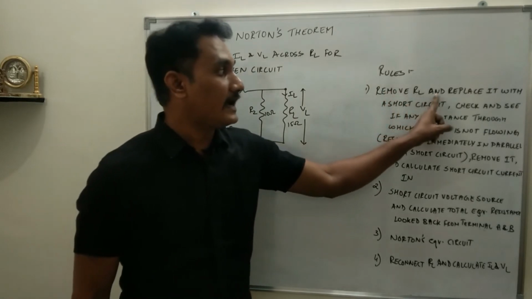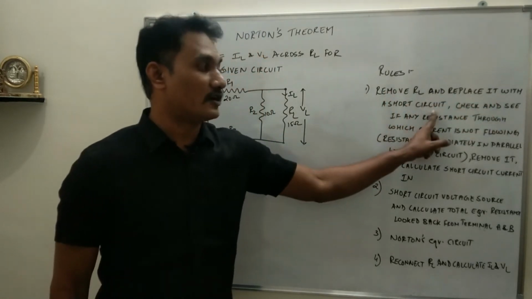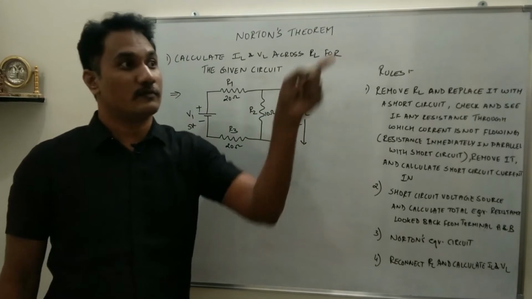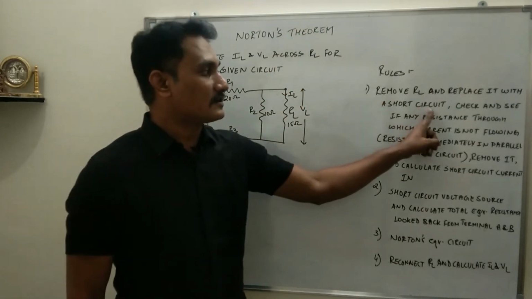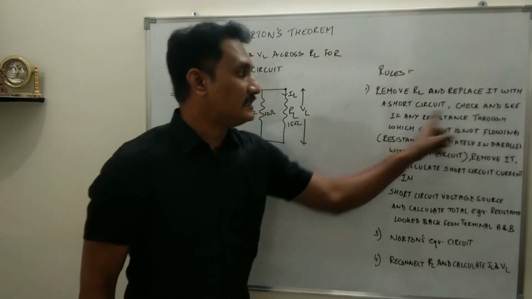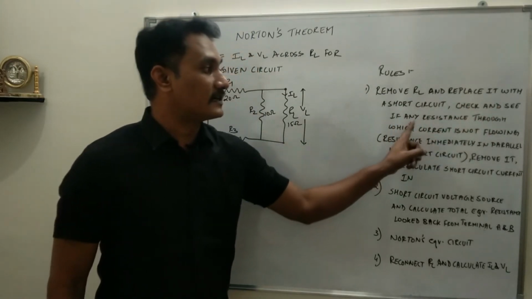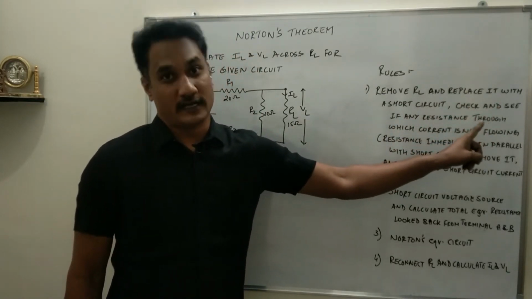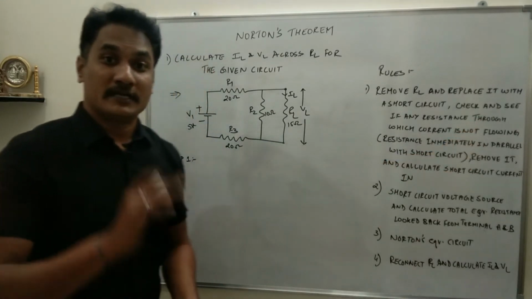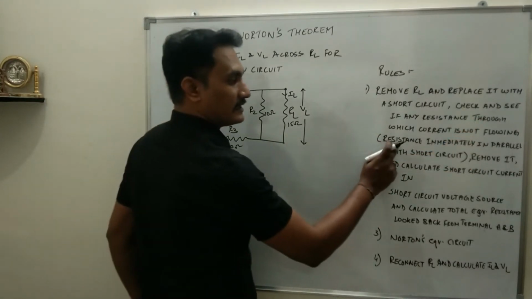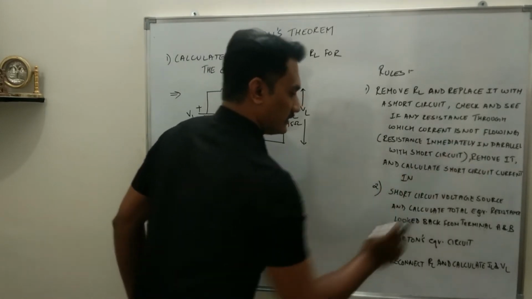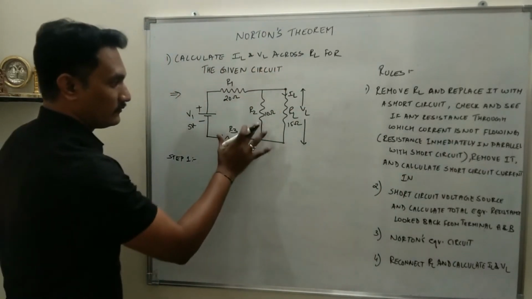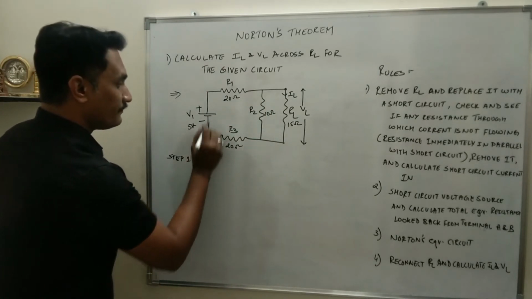Remove RL and replace it with a short circuit. That means RL has to be removed, but a short circuit has to be created. Once that short circuit is created, check and see if there is any resistance through which current is not flowing. Again, we have to check this thing. But in this case, I have written here: resistance immediately in parallel with short circuit. So we will simplify this circuit.